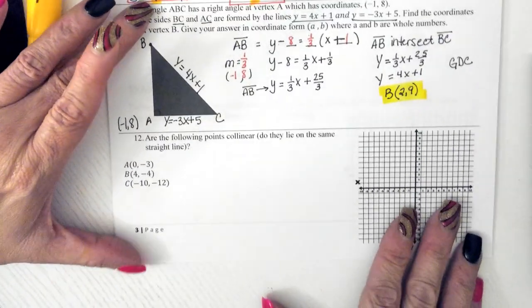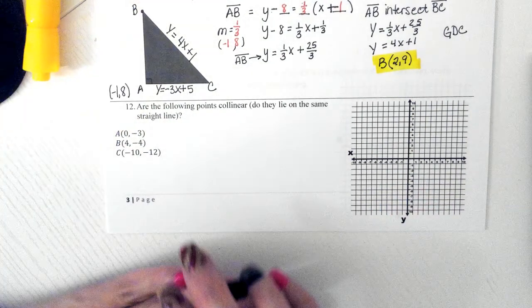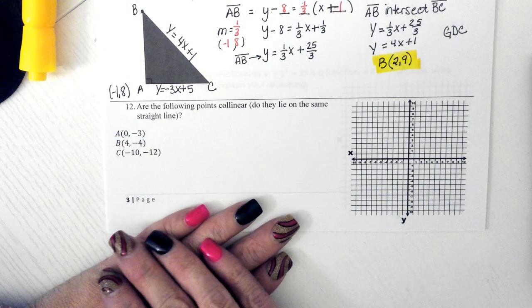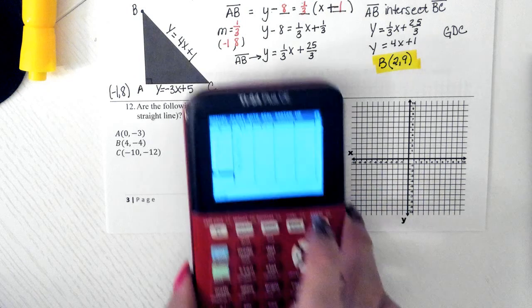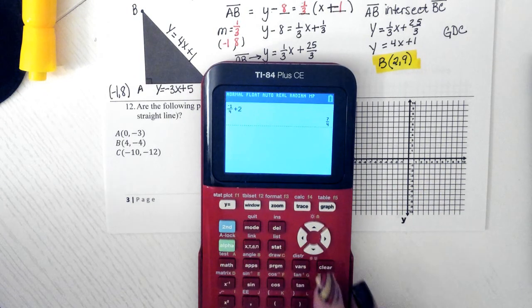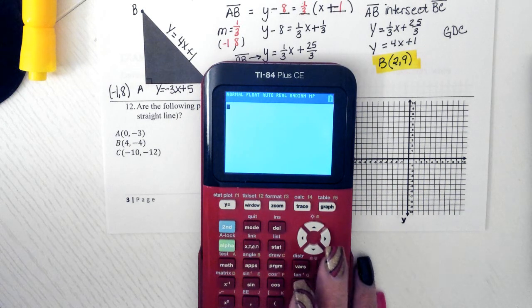All right, last one down here. Are the following points collinear? Do they lie on the same straight line? We're going to cheat a little bit on this one. I don't know if you remember this from the last unit, but I'm going to see if you do.